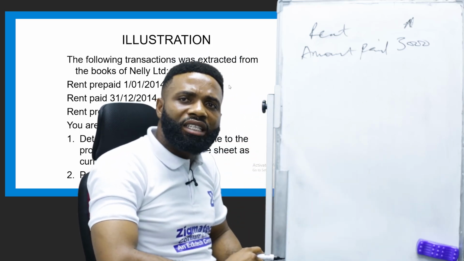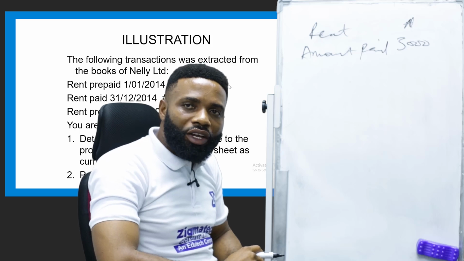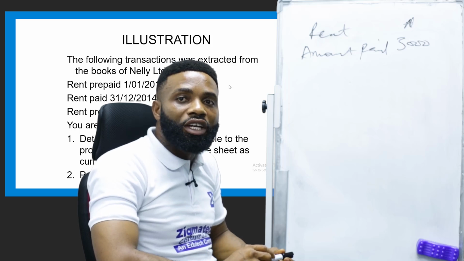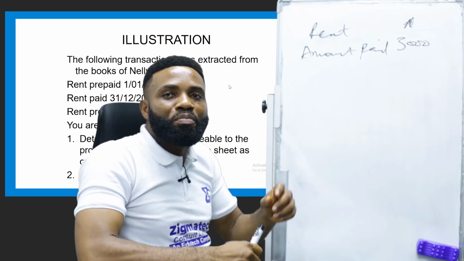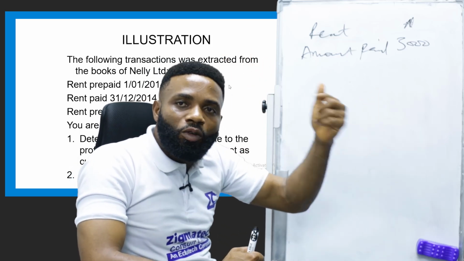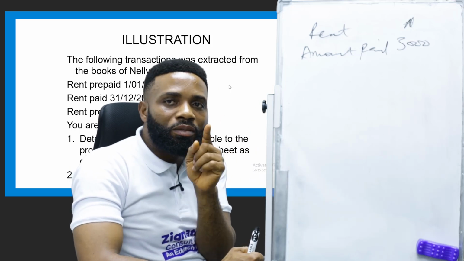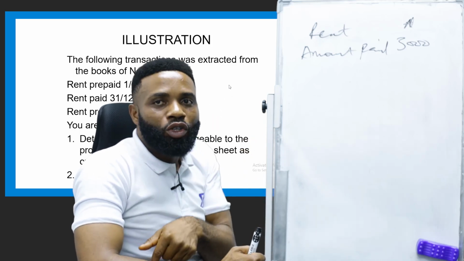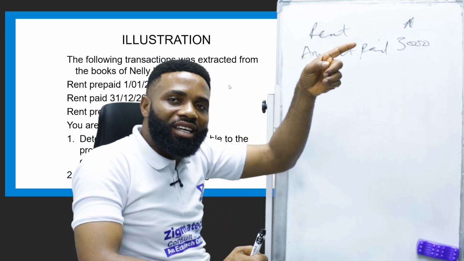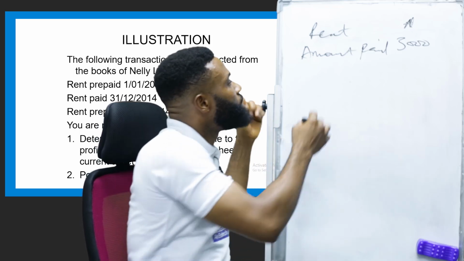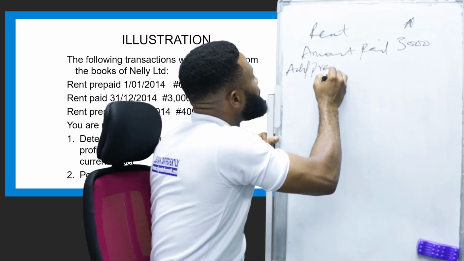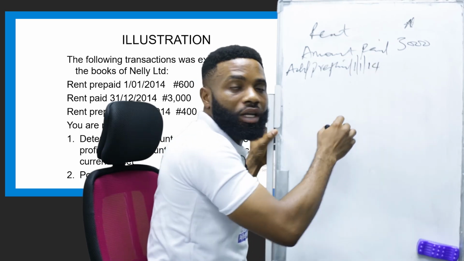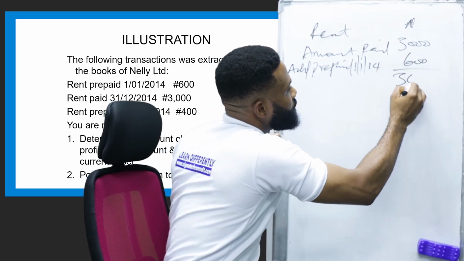And then they said rent prepaid 1st January. You know that this rent prepaid 1st January was actually paid in 2013 for this year. Because any money that is prepaid by January means that money was actually meant for the current year. So you are going to add what was paid last year for this year. So you add prepaid, January 1st, 2014. How much is that? 600. So you have 3,600.